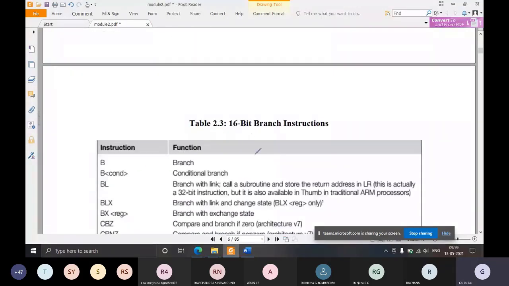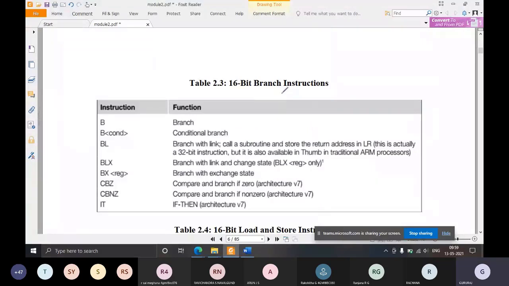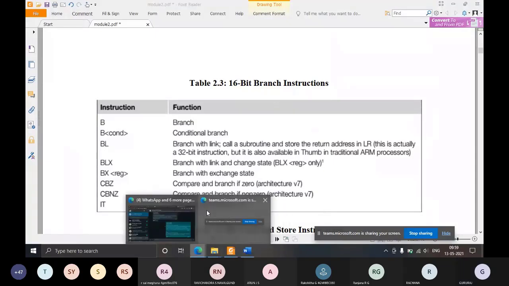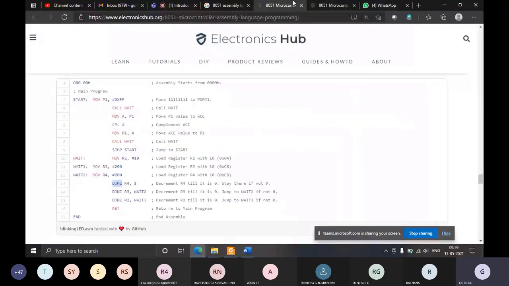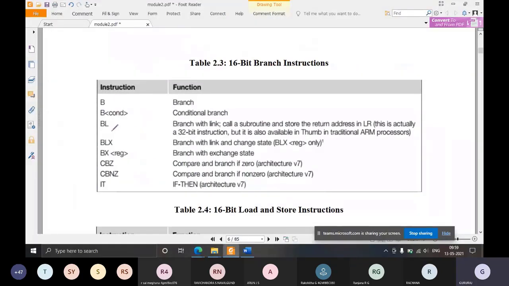Next you can see the 16-bit branch instructions. Branch is used to change the instruction flow. We saw that example previously in 8051: CALL is an unconditional branch, where you are trying to jump from this location to some other location directly. DJNZ is also a branch instruction, where you jump to a particular location. So these are all branch instructions.